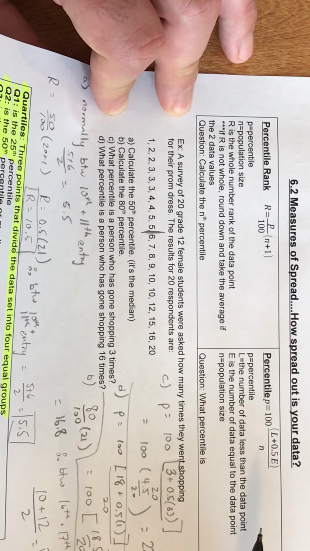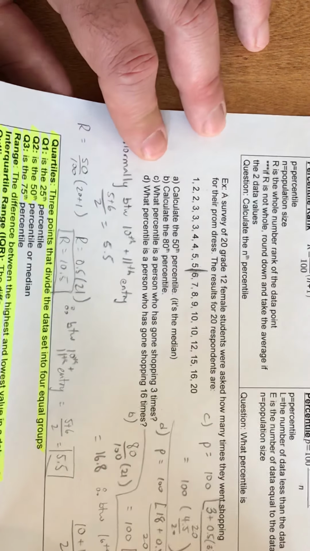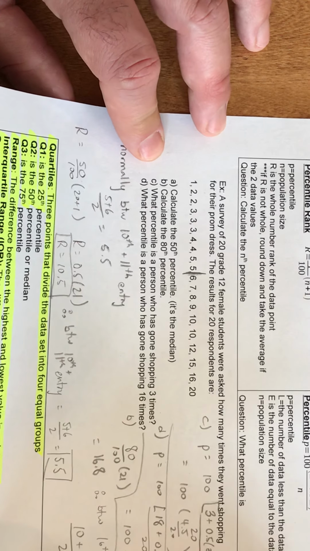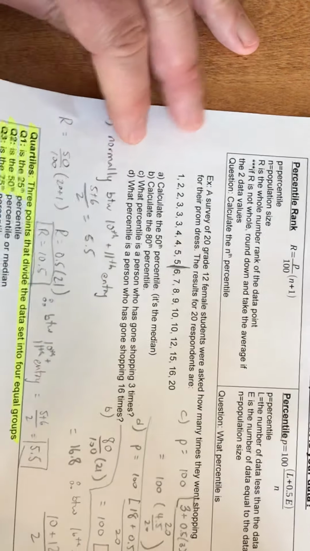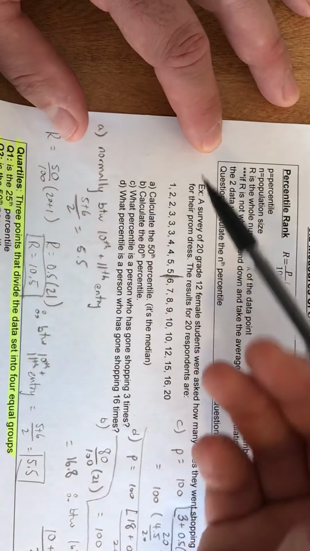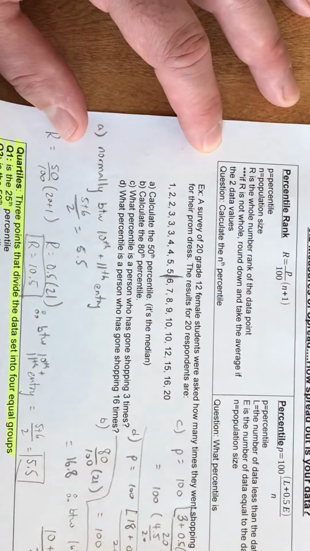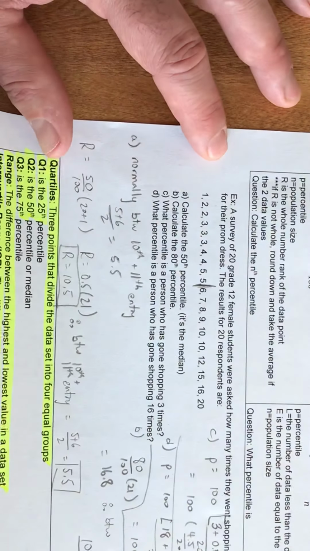So the best way is to look at the examples and then go through it and show you what the question's asking you to do. A survey of 20 grade 12 female students were asked how many times they went shopping for prom dresses. The results for the respondents were as such, so I just ordered them. They have to be ordered from least to greatest. Then it asks a few related questions.